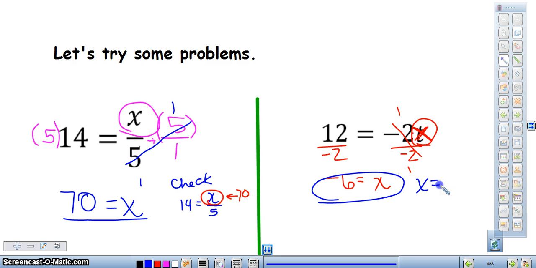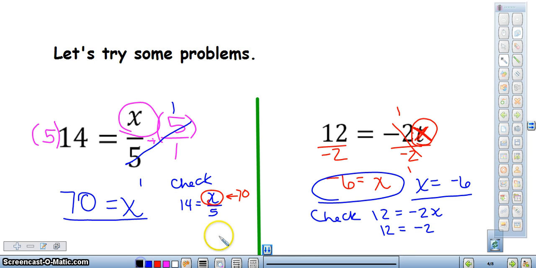I always like putting my variable first. X equals negative 6. I want to check it. This really helps you when you get into more complicated equations. So 12 equals negative 2, and I don't want to say x, x is actually equal to negative 6. Negative times a negative is positive, and it checks.